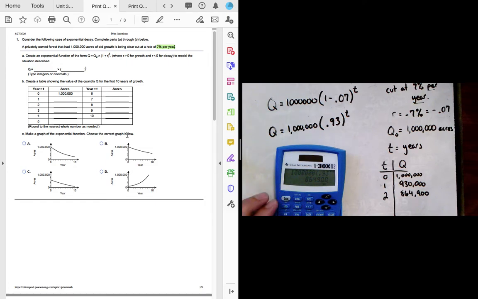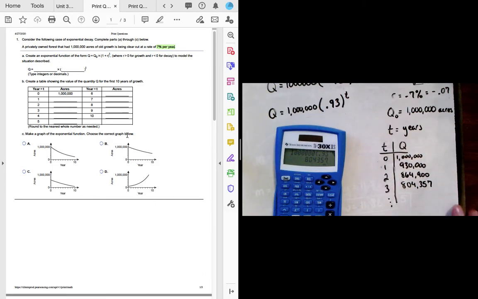I'll do one more. I'm going to recall. Oh, no, it didn't work. I'll type it in. 1 million times 0.93 raised to the 3rd power. We can see that we're continuing to lose acreage. After 3 years, we're down to 804,357. And again, you can continue typing through those as we go all the way down to 10 years. And then the last thing it tells us is to make a graph.